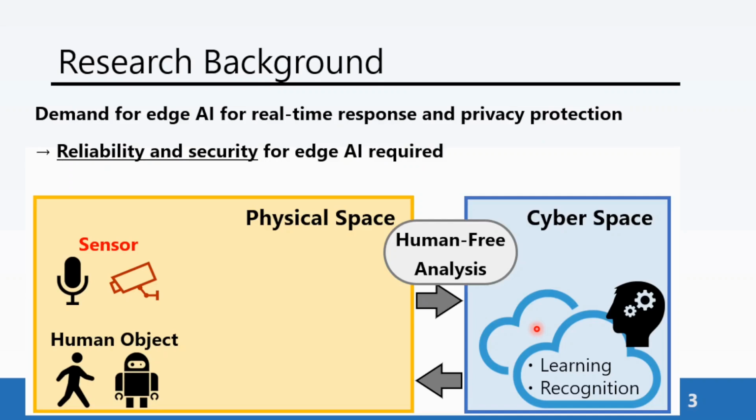As a background, IoT is connecting the human and object. It's sharing a lot of knowledge and information. A huge amount of information from sensors is going to be accumulated in cyberspace. This information will be analyzed by AI without human intervention. The analysis result will be fed back to the human in the physical space.